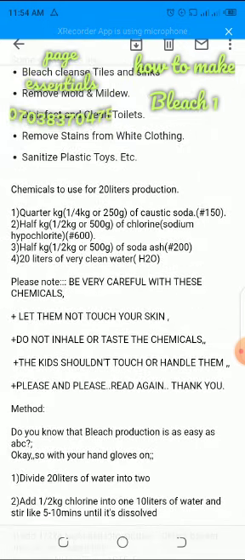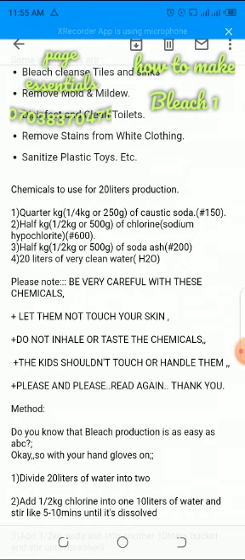So for this 20 liters production, the chemicals needed are: number one, quarter kg of caustic soda. I got this for 150 naira. When you hear quarter kg, it's the same as 1/4 kg or 250 gram. Number two, half kg of chlorine. Another name for chlorine is sodium hypochlorite. I got this for 600 naira.